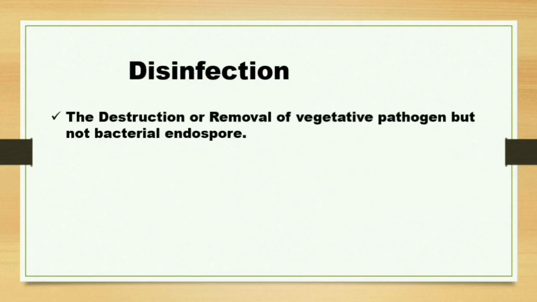Now come to the next point, disinfection. Disinfection reduces the vegetative pathogens but not bacterial endospores. Some common examples of bacteria that produce endospores are Bacillus, Clostridium, etc. Disinfection works by using chemicals. Some common examples of disinfectants are 70% isopropyl alcohol, Lysol, Pyrosil Pharma, etc. Disinfection can be applied only on inanimate objects.